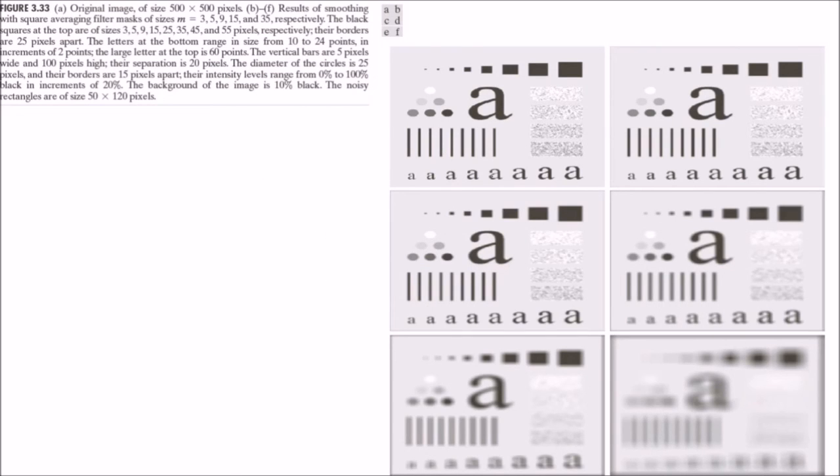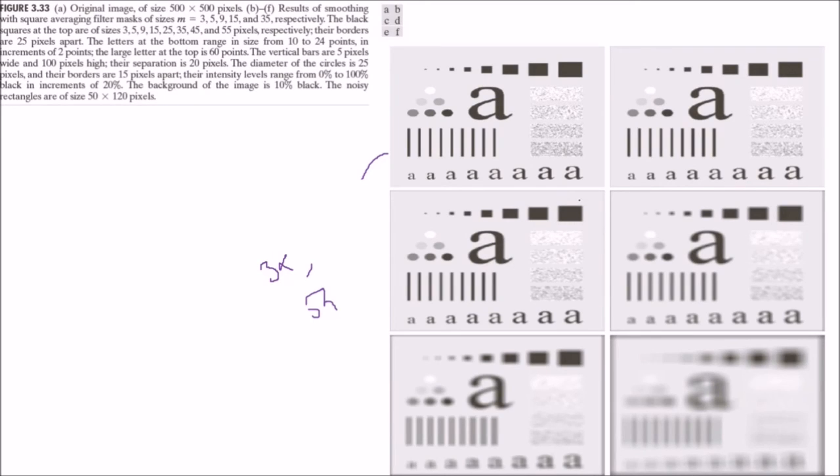Now you see the result. This is the original image, and these are the images of smoothing when we take a filter of 3 by 3 size, then 5 by 5 size like this. The black squares at the top are of size 3, 5, 9 pixels respectively, and their borders are 25 pixels apart. The letters at the bottom range in size from 10 to 24 points, in increments of 2 points. The large letter at the top is 60 points.